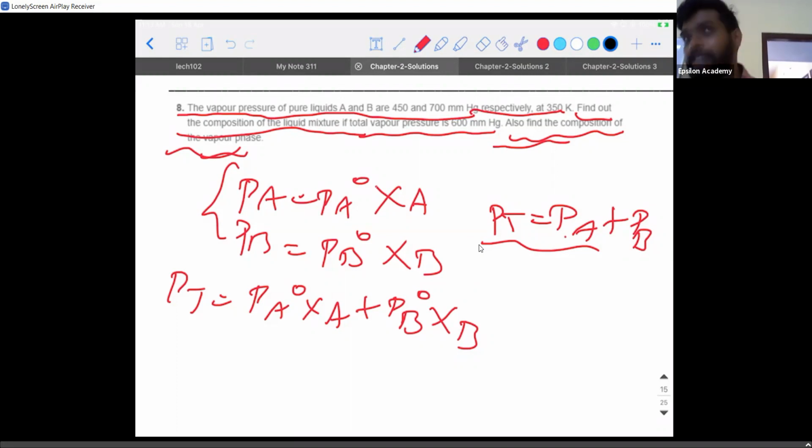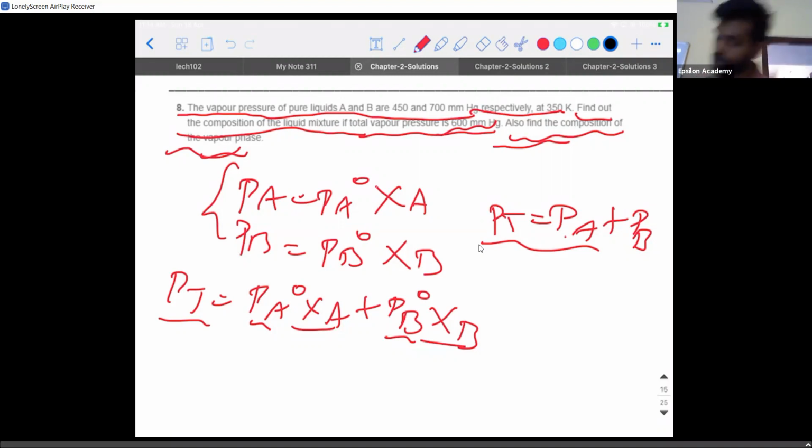Now please guys, if you look at this, I already know a formula connecting XA and XB. In this equation, I already know the total pressure given in the question, that is 600 mm of Hg. PA naught is given, PB naught is given. But I have two unknowns in one equation, so I may not be able to solve it using mathematics. If I have one equation and one unknown, then we'll be able to solve.